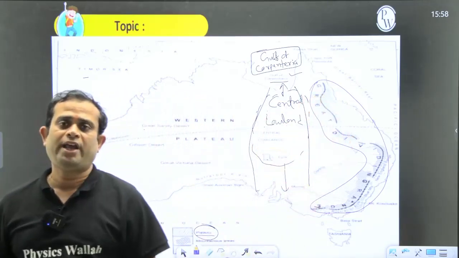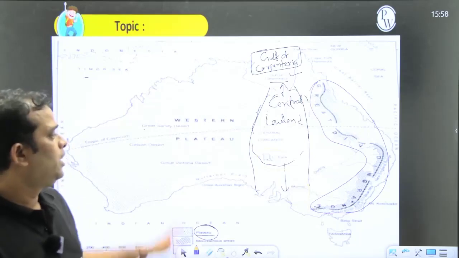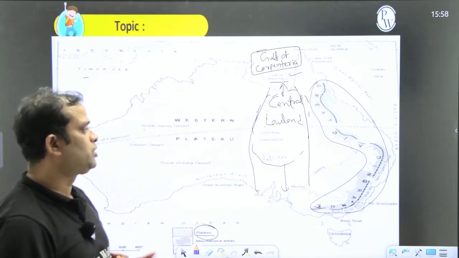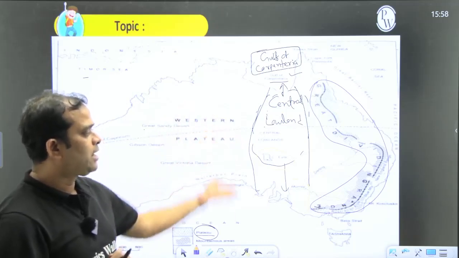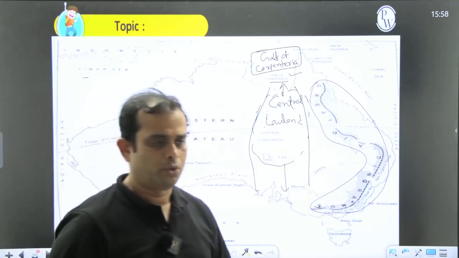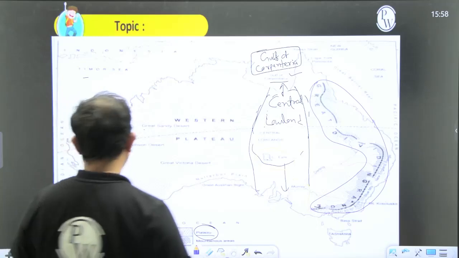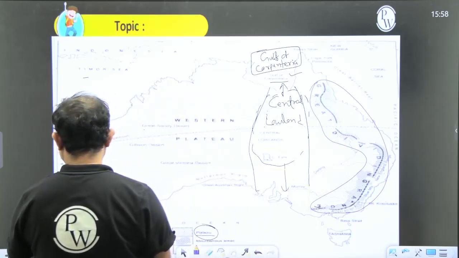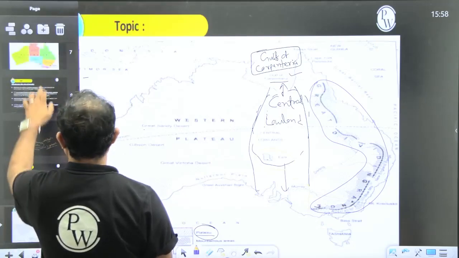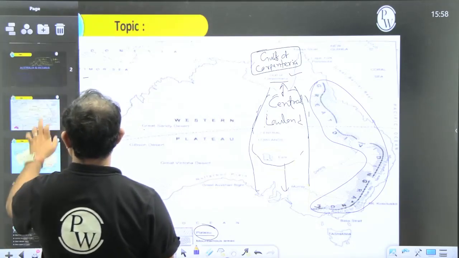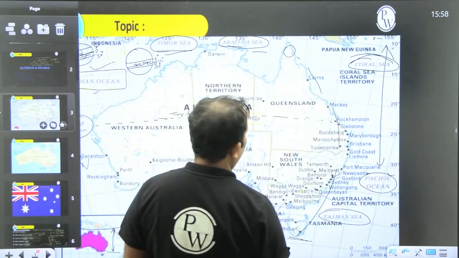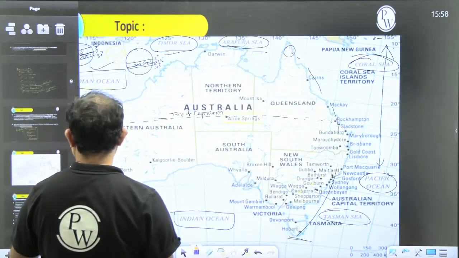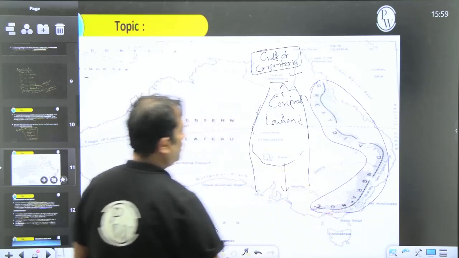The Great Dividing Range is located on the eastern coast, or the eastern part, of Australia. Basically, some parts are along the eastern coast. The question has already been asked, and you can see it clearly in this diagram also. This is the Great Dividing Range, right?